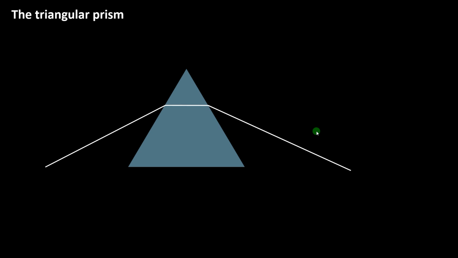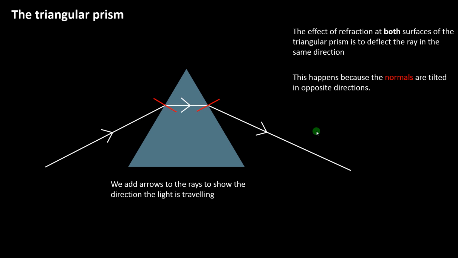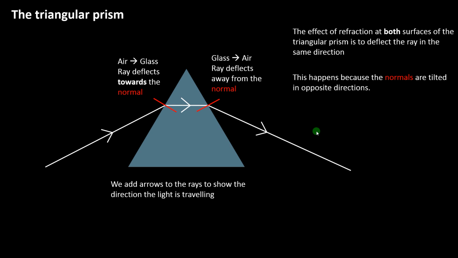Now, because the surfaces are not parallel, unlike the glass block we just saw, if you look at where the normals are, the ray will tend to be bent in the same direction. The rules still apply. As you go from the air to the glass, the ray deflects towards the normal. As you go from the glass to the air, the ray deflects away from the normal. But because the normals are oriented differently, pointing in different directions, the overall effect on the beam is to rotate it in the same direction each time. So in this case, it basically skews it clockwise in both situations.